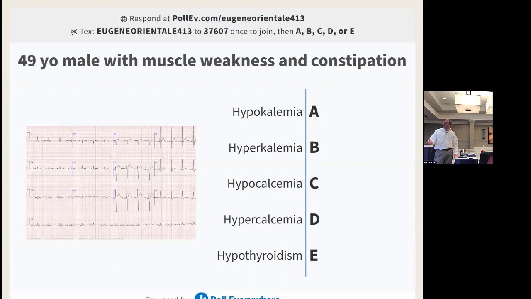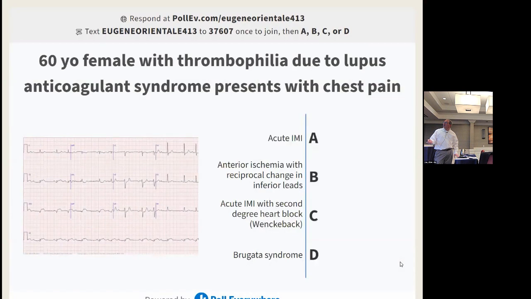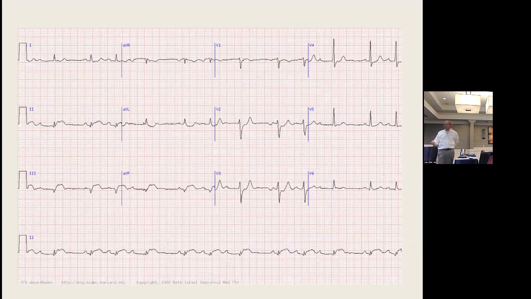I'm going to go to a better one than that one. And a better one than this is a good EKG. This is a tough one. Okay. 60-year-old with thrombophilia due to lupus, anticoagulant syndrome, and she presents with chest pain. This is what the EKG looks like. This is not an easy one.